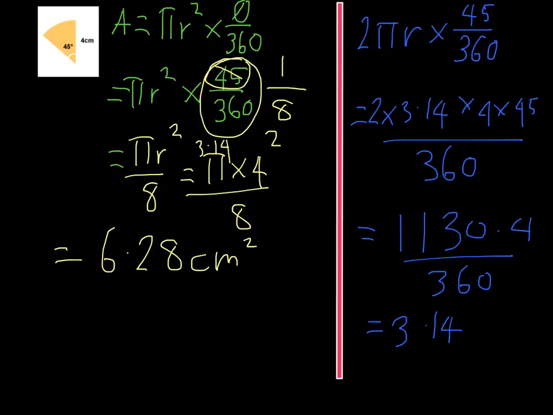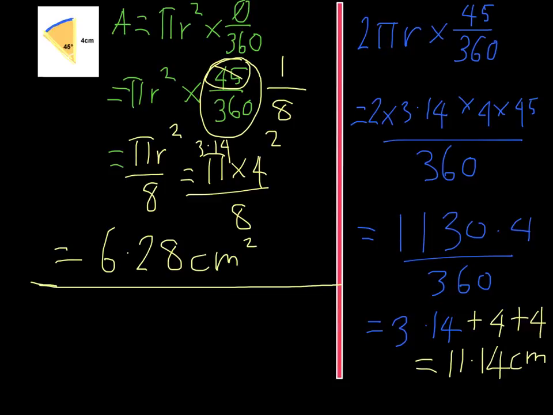In this case, we've only just found the perimeter of this curved part. So what we need to do is add on 4 centimeters down that side and 4 centimeters down that side to get the perimeter. So add on another 4, or the radius twice as we've done before, which is actually adding on 8, which will give us 11.14 centimeters.